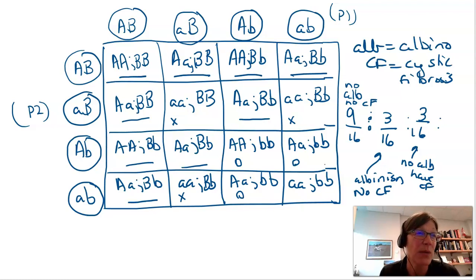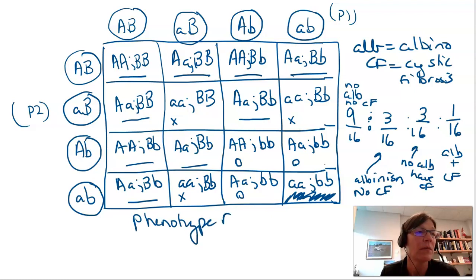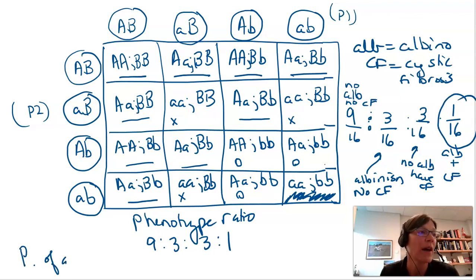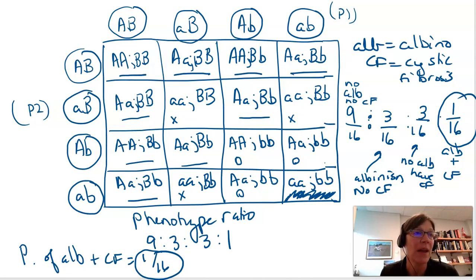Okay, still that wasn't what I was interested in, but the only thing left is this square right here. In that square, we see little a, little b, which gives us albinism plus cystic fibrosis, and that's 1 out of the 16 squares. So I can say that that phenotype ratio is 9 to 3 to 3 to 1. And I can also say that I have a 1/16 chance, the probability of albinism plus CF is 1/16. And that's the answer to my question.